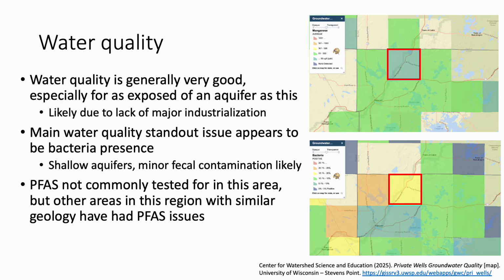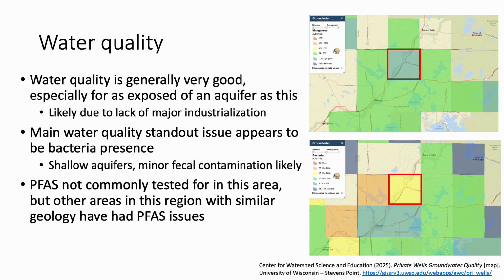All right, so I was able to find out some water quality information from this nice resource from UW Stevens Point. So generally the water quality here is very good, especially for as exposed of an aquifer as this is. This is likely due to the lack of major industrialization. The town Seeley that I was talking about is a pretty small area overall. It's a small town, not a whole lot going on there, so we don't really have a whole lot of industrialization or crazy agriculture that's going to dump a bunch of chemicals into the water.